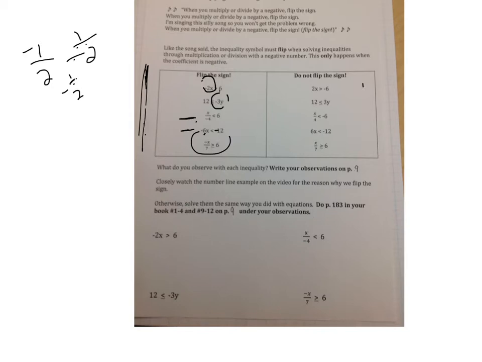You do not flip the sign on these over here because even though there is a negative, it's not assigned to the variable. So this would just be solved as a straight integer multiplication problem.